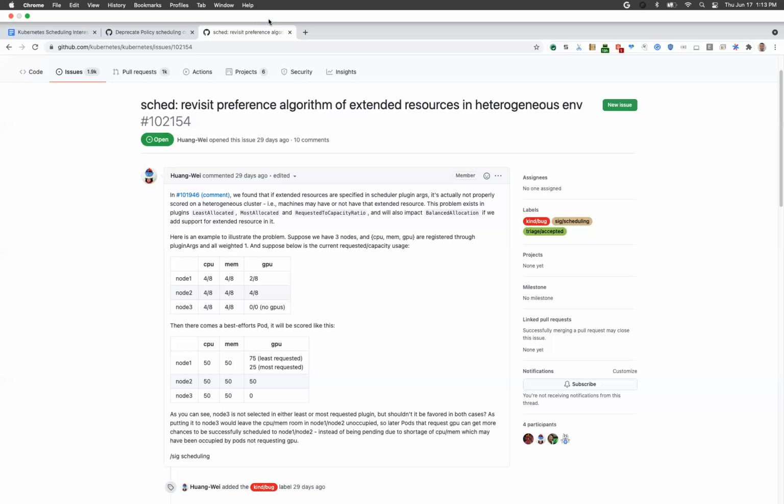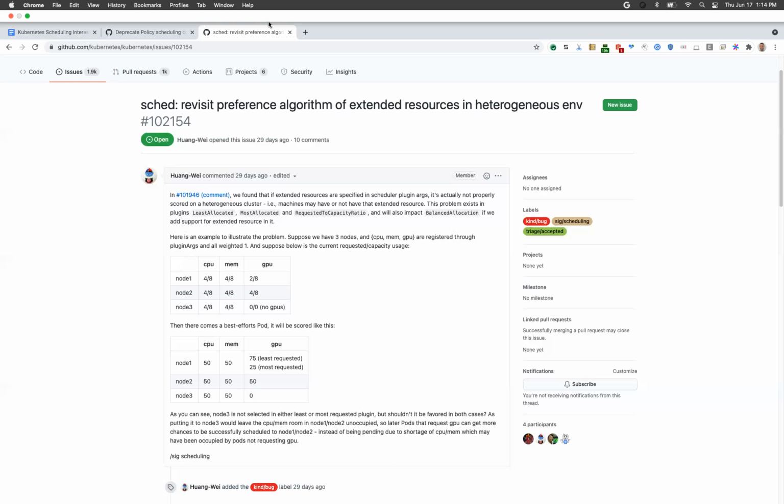So if we assume that the best practice is to have taints and tolerations, then I think the best solution is to simply ignore the resource completely, right? The resource that this node doesn't have. So that we have the same behavior as if we were only looking into CPU and memory.